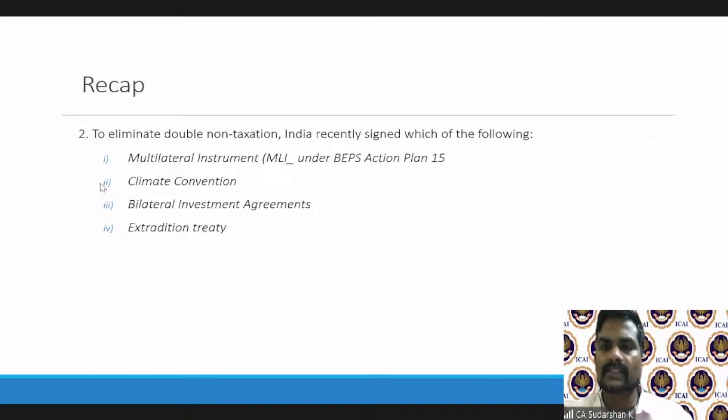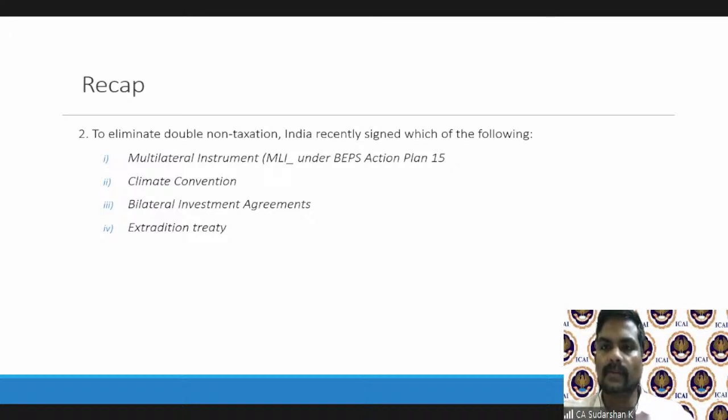Continuing with that, my second question is to eliminate double non-taxation. When India initially entered treaties, Section 90 was largely for avoiding double taxation. But then countries came together after the 2009 US subprime crisis, which led to another global depression. The countries constituted the G20 with the OECD, something called Base Erosion and Profit Shifting, to ensure that countries don't lose tax revenue because of tax avoidance and tax evasion.